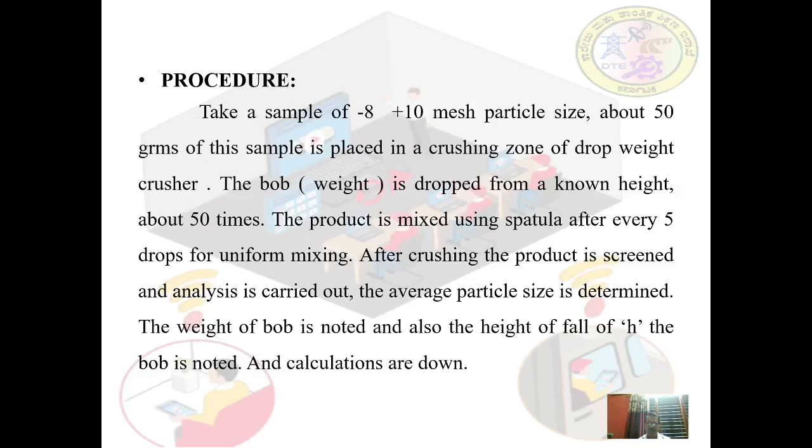After crushing, the product is screened and screen analysis is carried out. The average particle size is determined. The weight of the bob is noted, and also the height of fall H, and then the calculations are done.